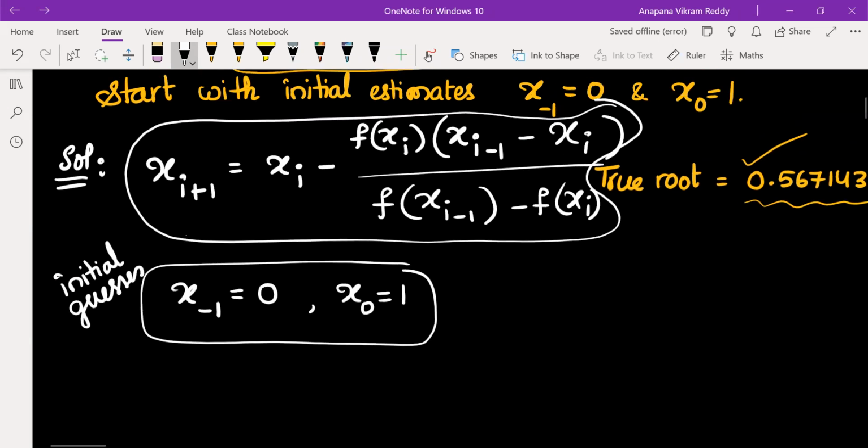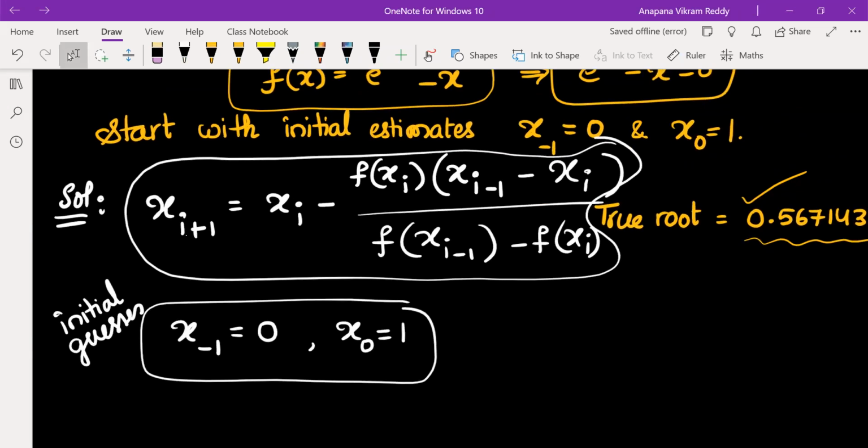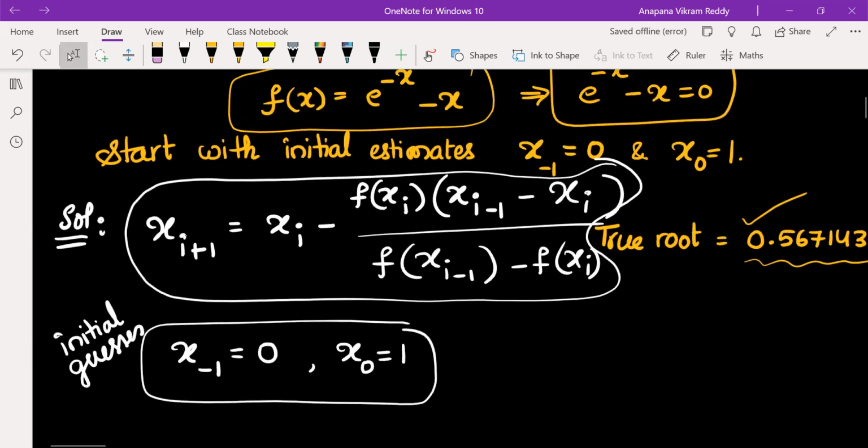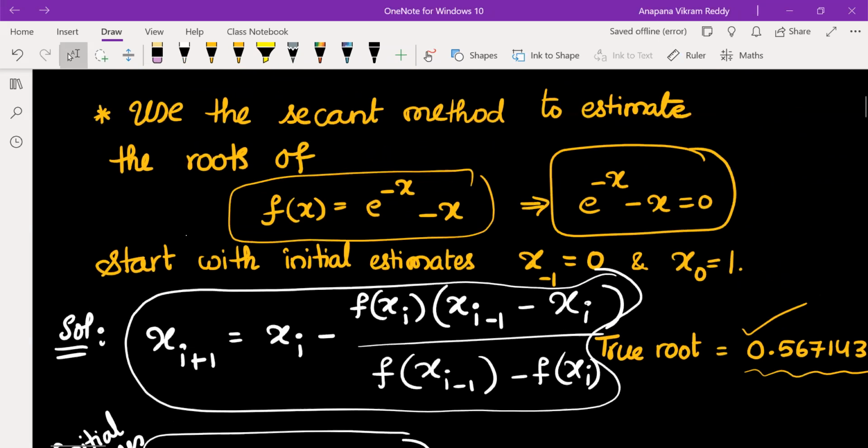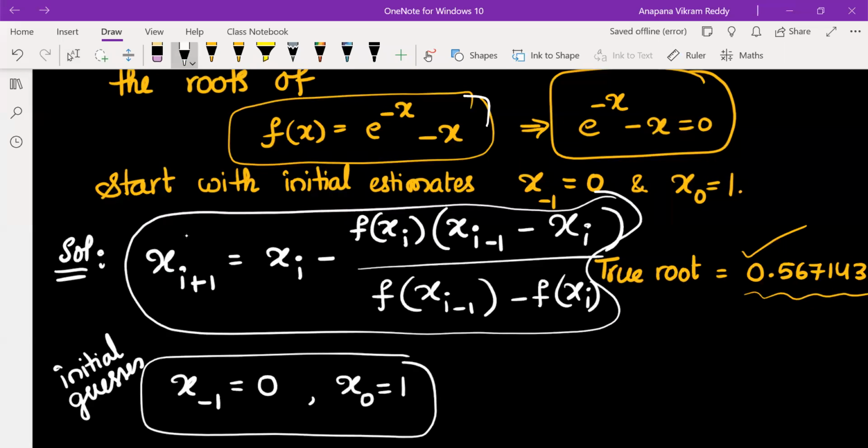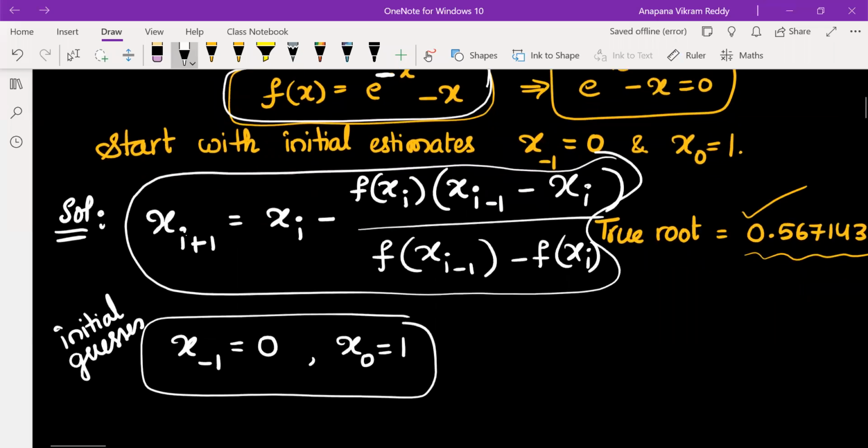The main problem with the secant method is that, of course, it converges fast, but we require two initial guesses here. That's the main problem, okay? And the function is f of x equal to e power minus x, okay? So you please do it.